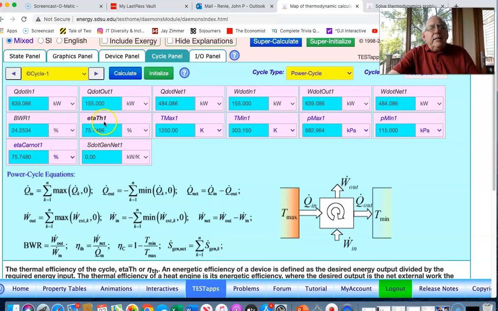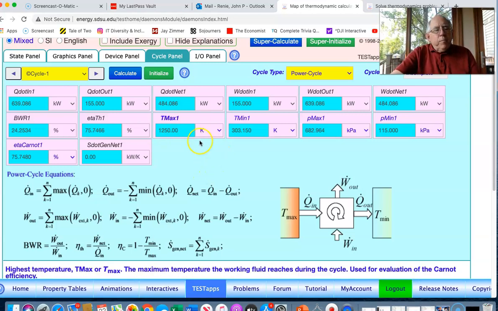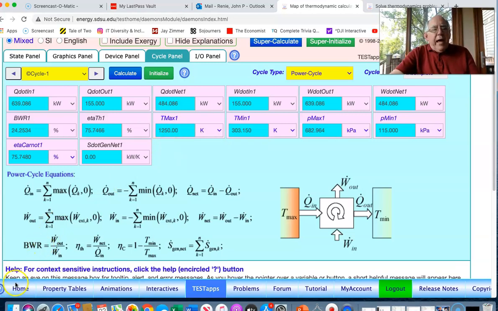And so we got the same thermal efficiency because, due to the reversible nature of the heat transfers operating between the two temperatures, it's acting as if it was a Carnot reversible power cycle.